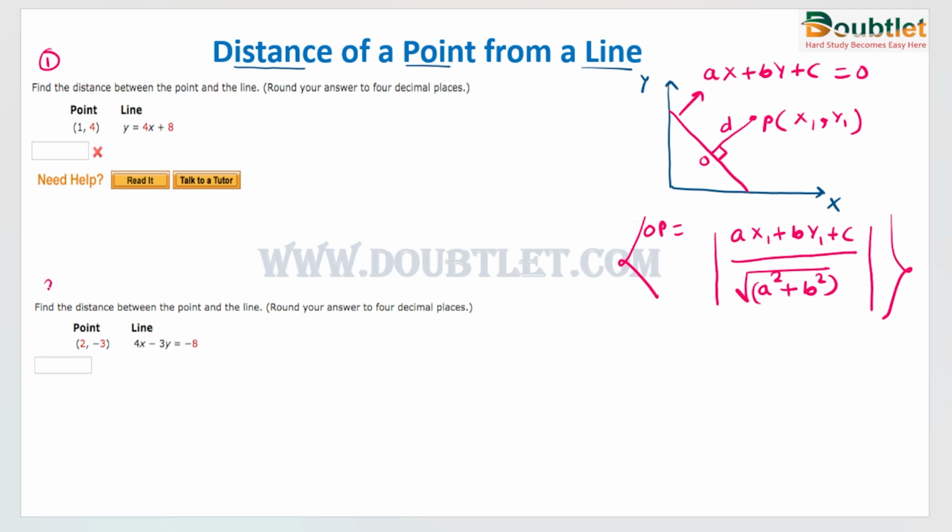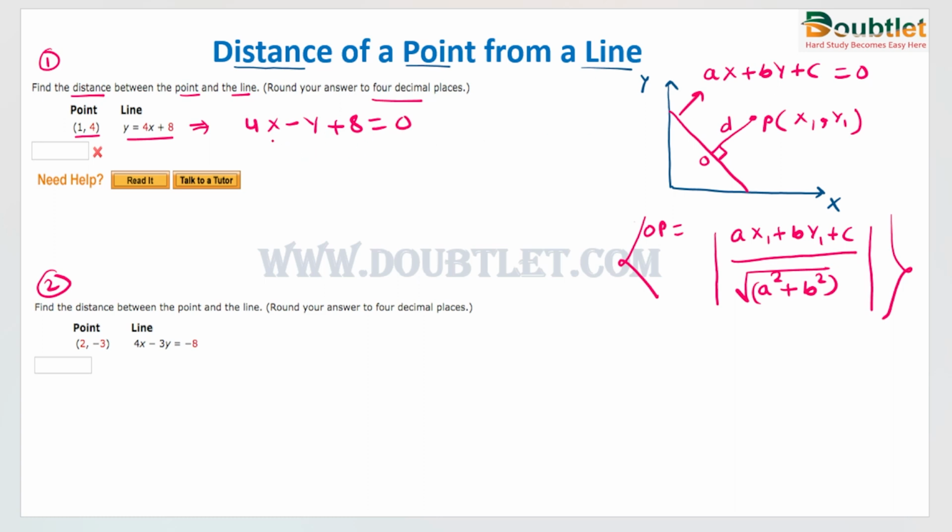So this is example number 1 and this is number 2. Here it is asking for finding the distance between point and line, and we have to round our answer to 4 decimal places, and the coordinates of point are given and the equation of line is given. But one thing we have to remember here: the equation of line is given in the y is equal to mx plus c format, which is the slope intercept form, but we need to convert this into general form. So we can write this as 4x minus y plus 8 is equal to 0.